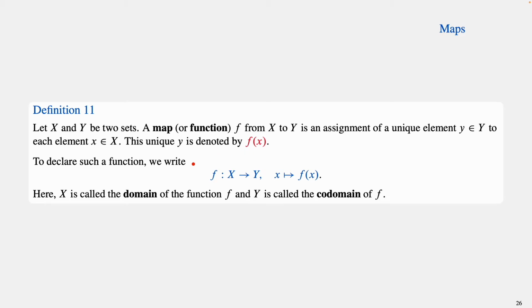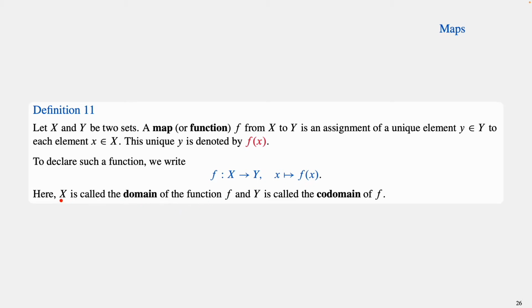And to declare such a function, we use the following notation. First the name f of the function, then the set X mapping to Y. So X is the set where we take our input values from, and Y is the set where the output values are taken in. And then we describe how the particular map works. So here x is the input value and it gets mapped to f of x. And if you had a concrete example of a map, then here you could have an explicit expression where this input value x gets mapped to.